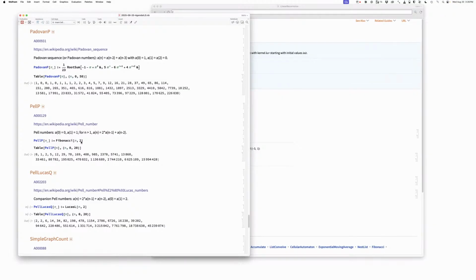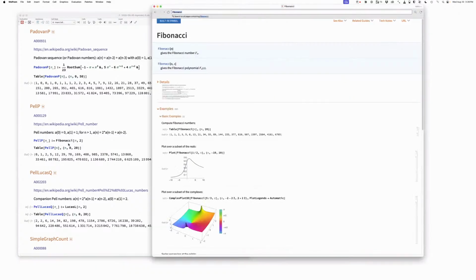What's Fibonacci comma 2? It's the Fibonacci polynomial evaluated at 2. Oh. Well, it would be useful to say this somewhere, that this is the case. That one I've certainly heard of.